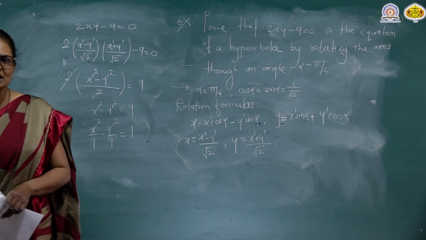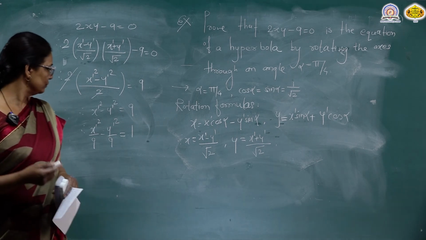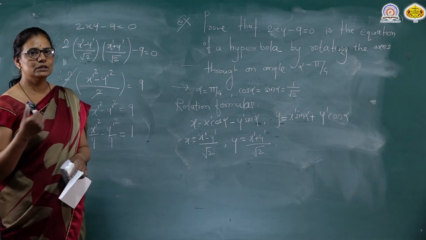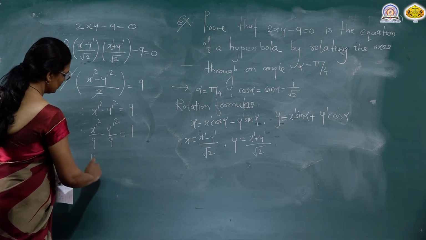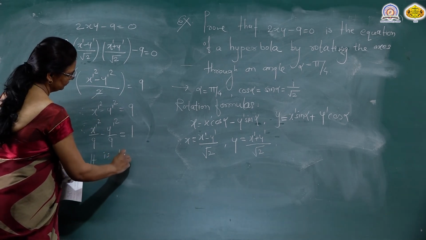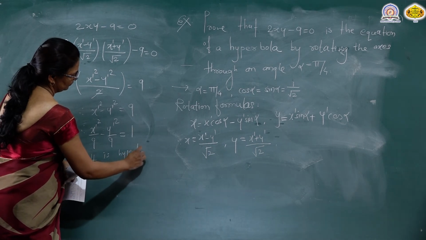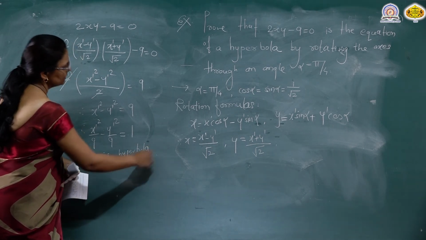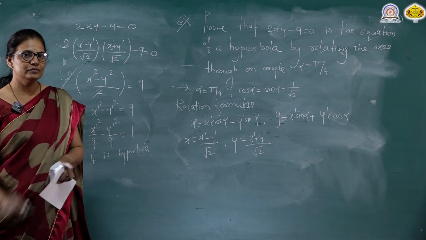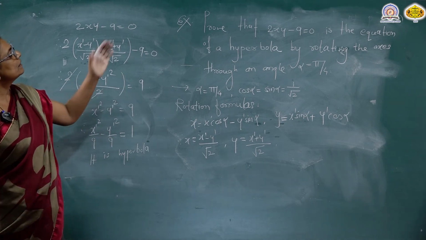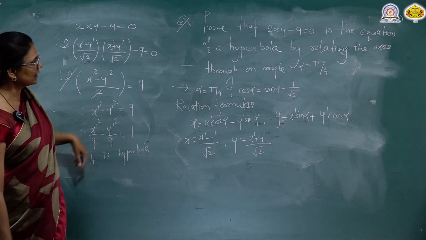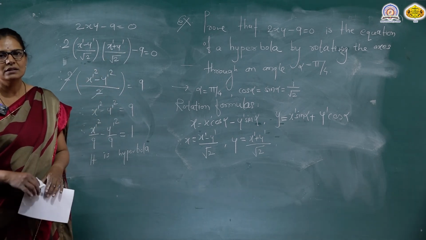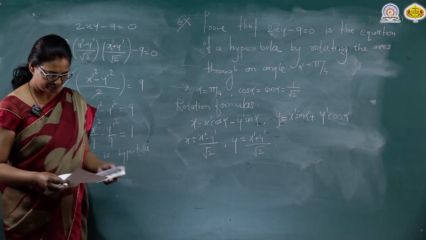So if we compare this equation with the standard form of the conic, it represents the hyperbola. So this equation is a hyperbola. This is the equation of a hyperbola. So now when the xy term is present, we can reduce that conic to the standard form by rotating the system.